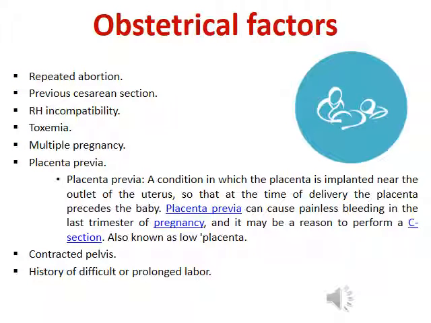Obstetrical factors: repeated abortion, previous cesarean section, Rh incompatibility, toxemia, multiple pregnancy, placenta previa. Placenta previa is a condition in which the placenta is implanted near the outlet of the uterus, so that at the time of delivery the placenta precedes the baby. Placenta previa can cause painless bleeding in the last trimester of pregnancy, and it may be a reason to perform a C-section. It's also known as low placenta. Also: contracted pelvis, and history of difficult or prolonged labor.